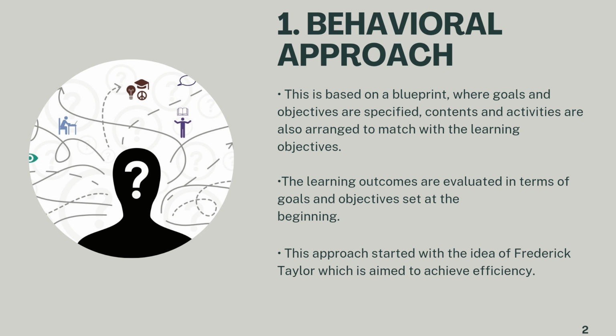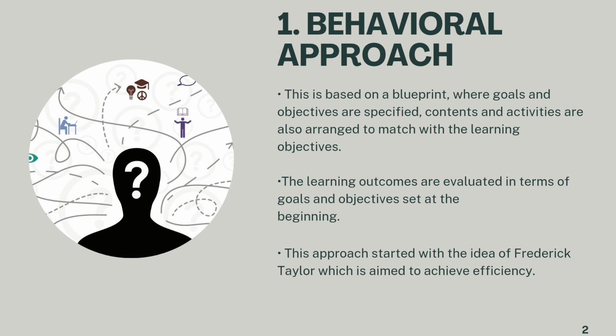Behavioral approach is based on a blueprint where goals and objectives are specified, and contents and activities are also arranged to match with the learning objectives. The learning outcomes are evaluated in terms of the goals and objectives set in the beginning. This approach started with the idea of Frederick Taylor, which aimed to achieve efficiency. So the main aim of this approach is efficiency.